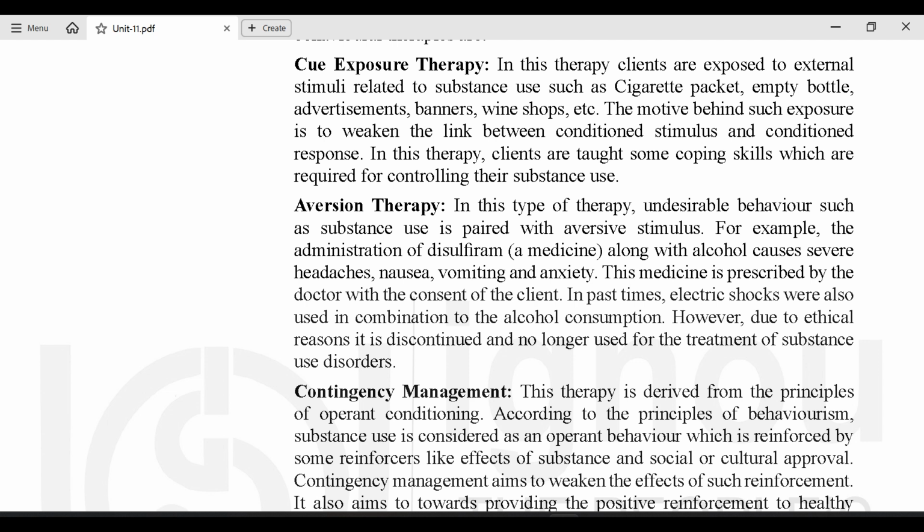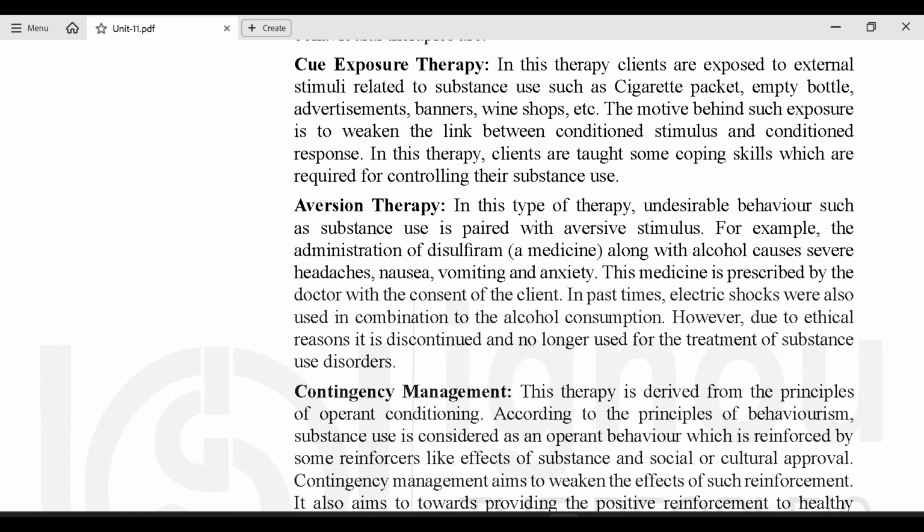In this therapy, clients are exposed to external stimuli related to substance use such as cigarette packet, empty bottle, advertisements, banners, wine shops, etc. The motive behind such exposure is to weaken the link between conditioned stimulus and conditioned response. In this therapy, clients are taught some coping skills which are required for controlling their substance use.